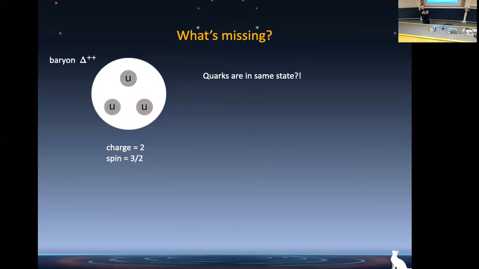Would you object to this configuration, given what I said before? Is it something allowed for fermions? Is there something fishy? Yes, there's something fishy, because they cannot stay in this state. It wouldn't be allowed. So what's the resolution of the puzzle? It is not by any means obvious.